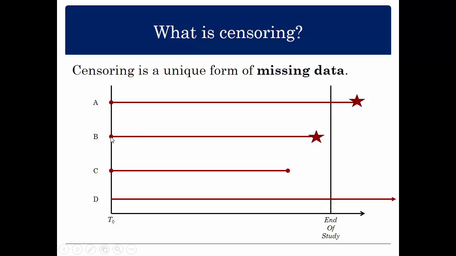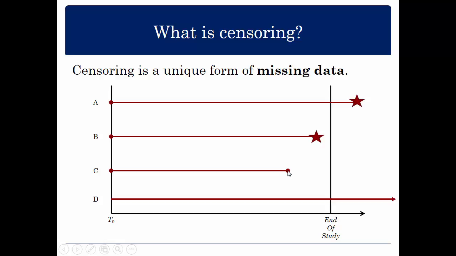This person, subject B, we followed them, and they ended up having the event prior to the end of the study. So here, we would be able to record not only the timing of the event, but yes, the event occurred. Patient C, we lost them to follow-up. At this point, they quit coming for follow-up visits. That was our date of last contact.